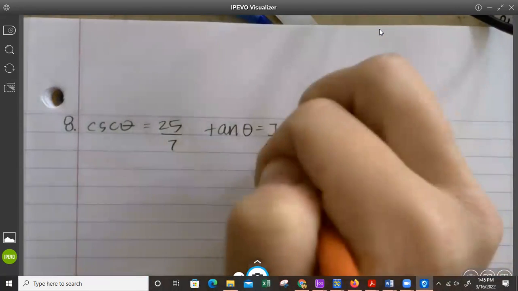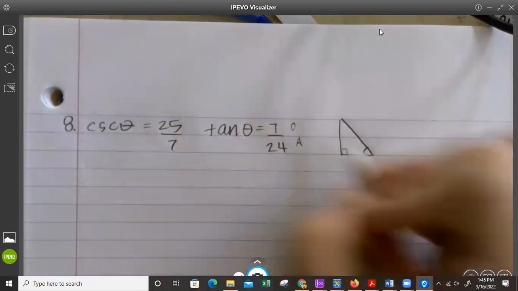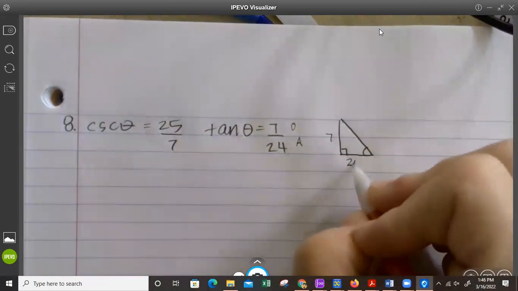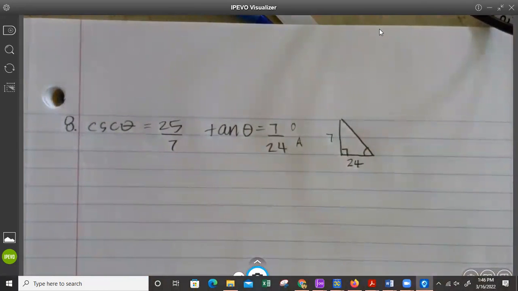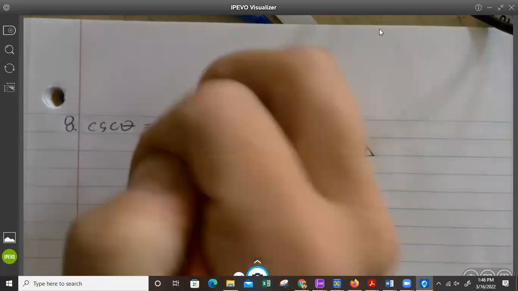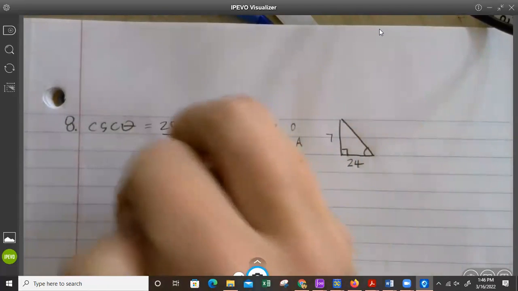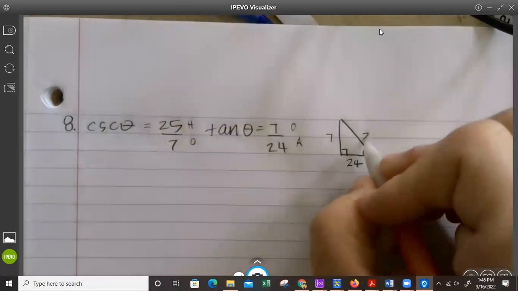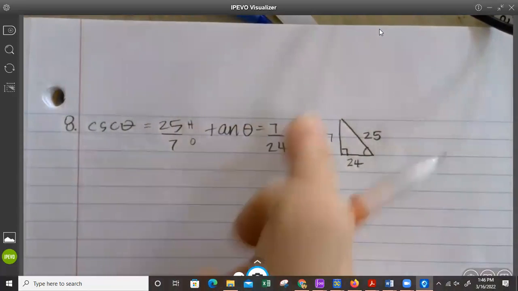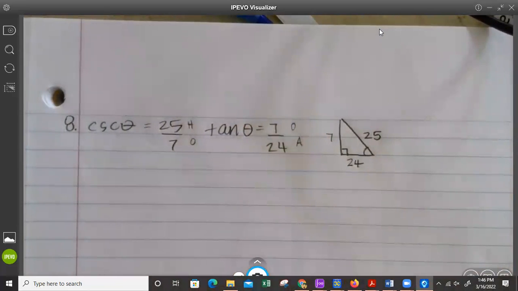I know that tangent is opposite over adjacent. So your opposite is 7. Your adjacent is 24. Cosecant matches with sine, which is opposite over hypotenuse. So cosecant would be hypotenuse over opposite. So our hypotenuse is 25. If you worked that out, you'd still get 25.